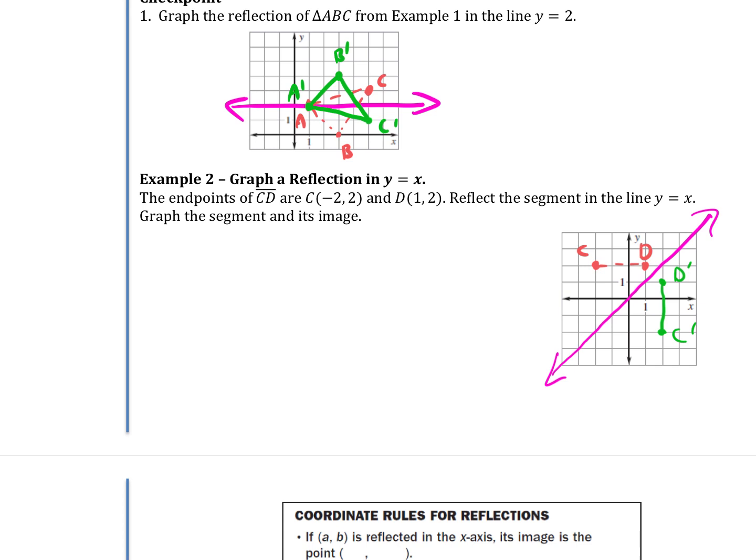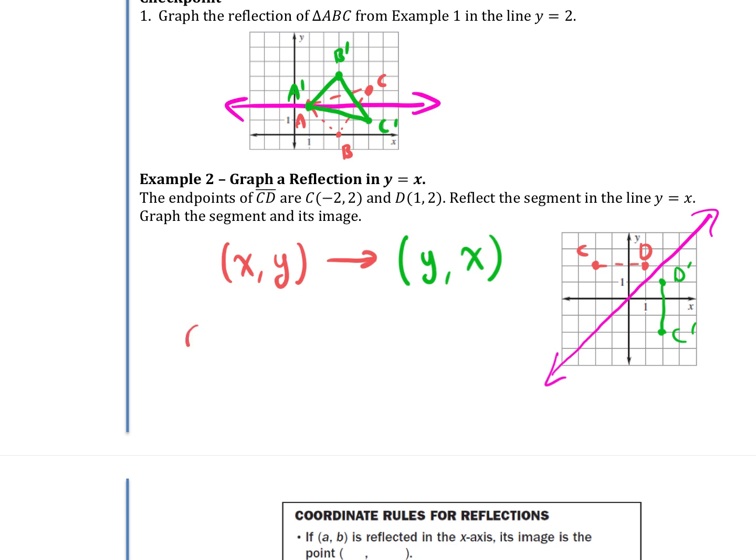Or another way we can do this is we can use a rule. There's actually a rule we can use instead of using the graph. And so let's talk about that too. So we have (x, y), okay? We're doing kind of like the translation rule, and the rule for this is going to be (y, x), okay? All right, so let's go ahead and do this here.